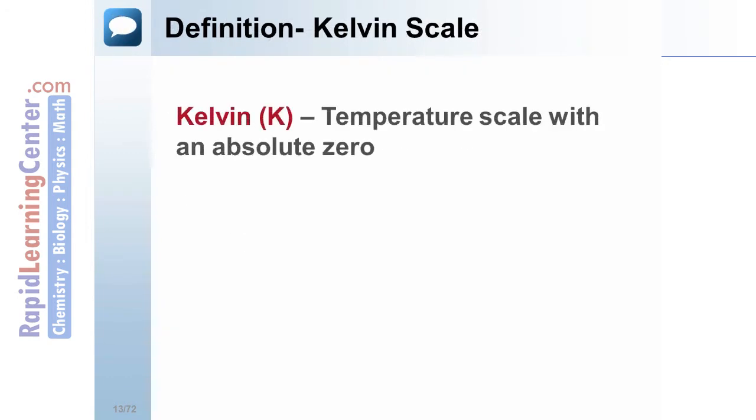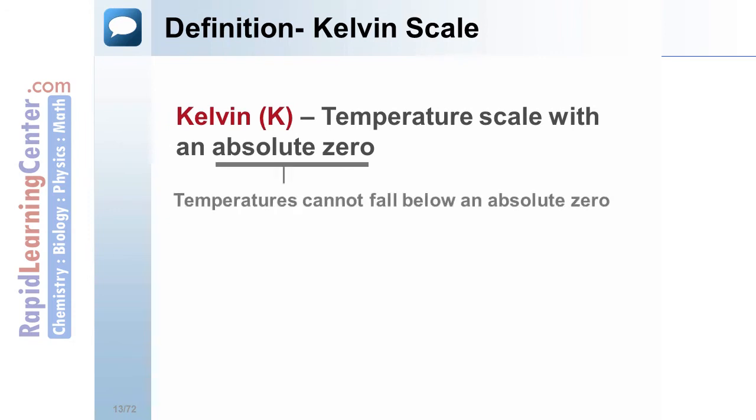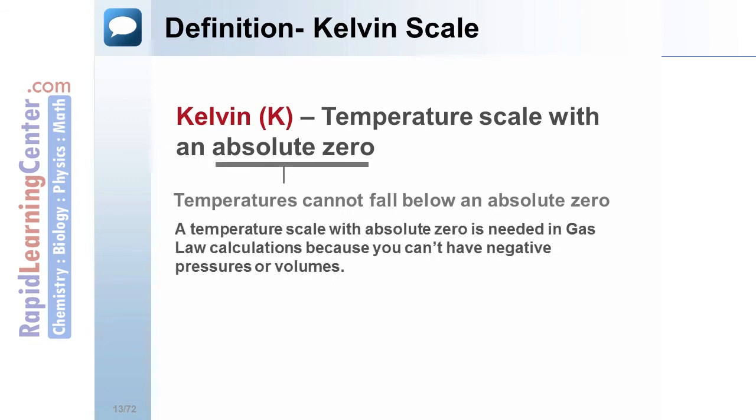Definition: Kelvin scale. It's a temperature scale with an absolute zero, meaning temperatures cannot fall below that point. There is no temperature colder than absolute zero. This is needed in gas law calculations because you can't have negative pressures or volumes. So, to get the Kelvin temperature, take a Celsius measurement and add 273.